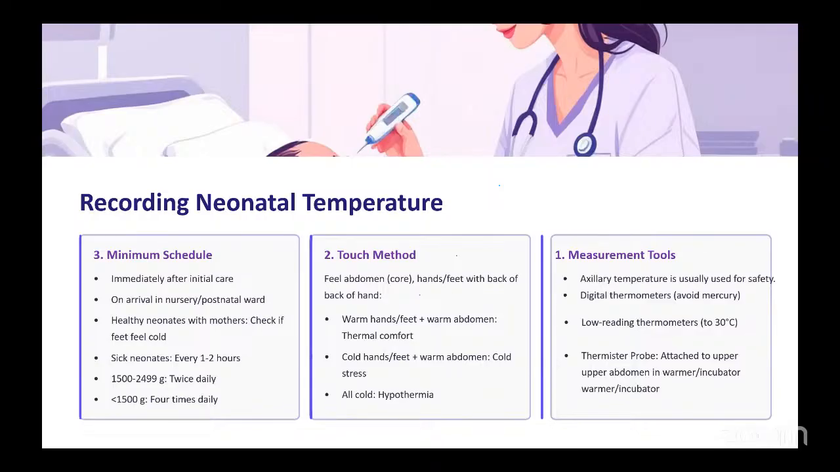So, how often do you check the temperature? One is immediately after the initial care. On arrival into the nursery or postnatal ward, for healthy neonates with mothers, check if the feet are cold. For a sick neonate, you check the temperature every 1 to 2 hours, and as the child's weight is less, you do it more often.